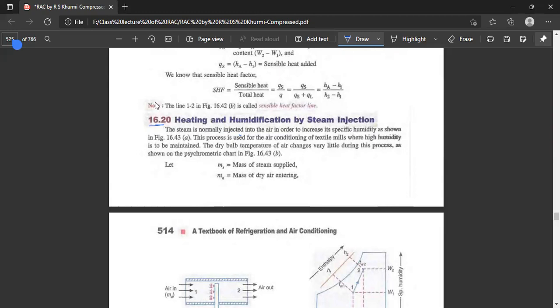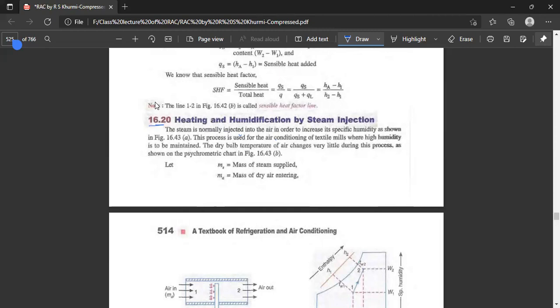The steam is normally injected into the air in order to increase its specific humidity, as shown in the figure. The dry bulb temperature of air changes very little during this process, as shown in the psychrometric chart below. Dry bulb temperature is the temperature of the dry air, when almost no moisture is present in the mixture. During this process of humidification, we see that dry bulb temperature doesn't change much.